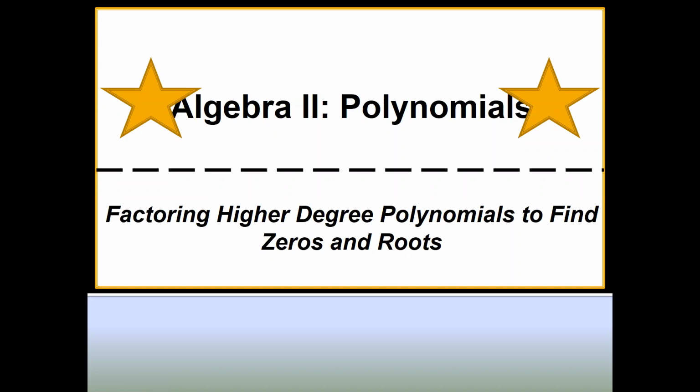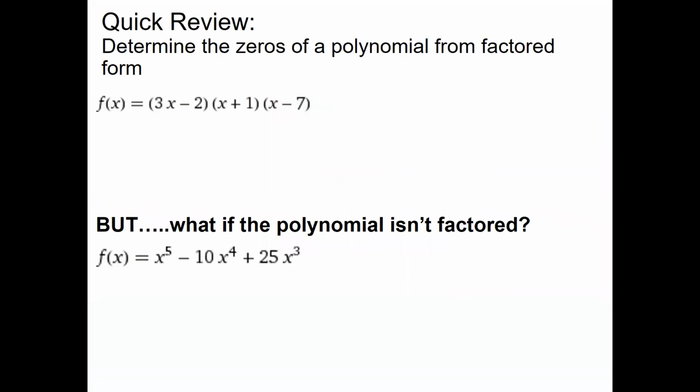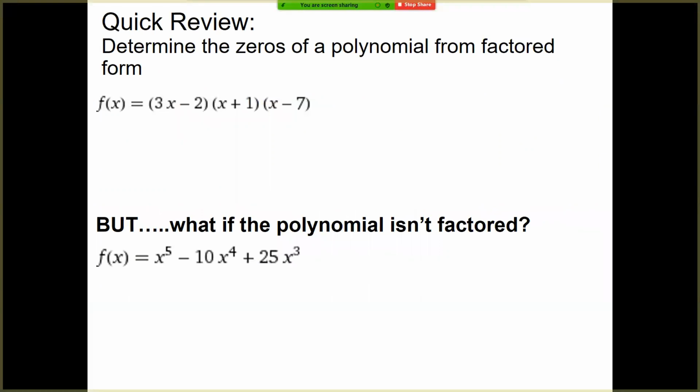So for this lesson, we're going to factor higher degree polynomials to find zeros and roots. That just means we're going to move away from x squareds and we're going to have x to the thirds, x to the fourths. So quick review, determine the zeros of a polynomial from factored form. If we're finding the zeros, we know that this equals 0.